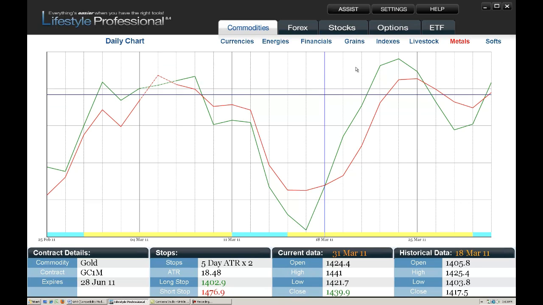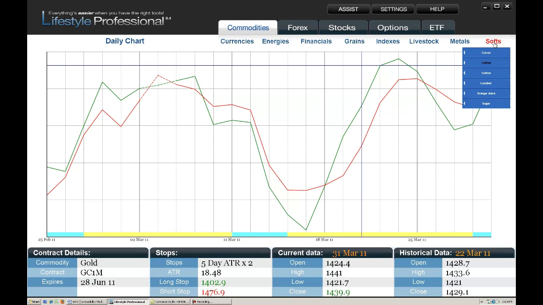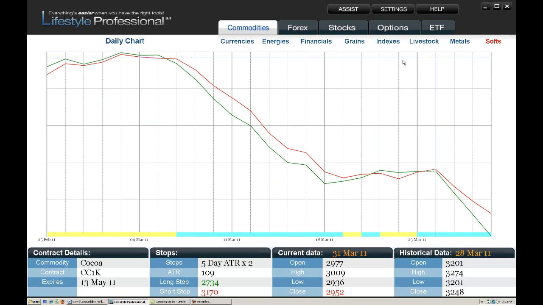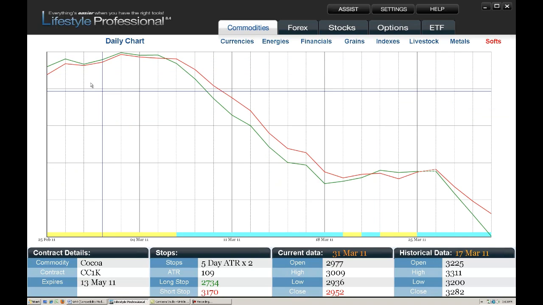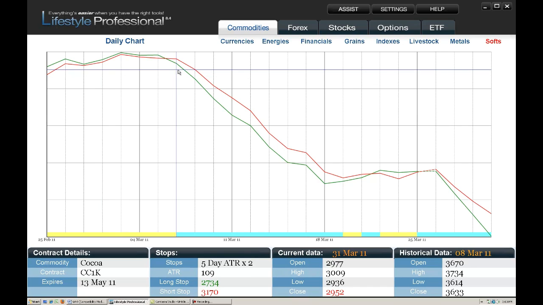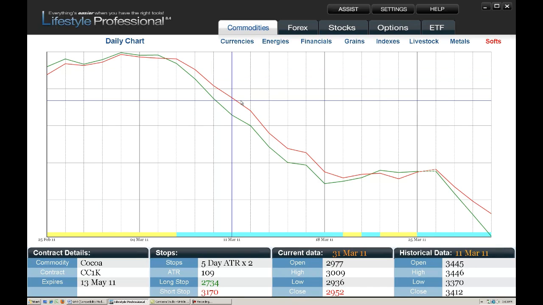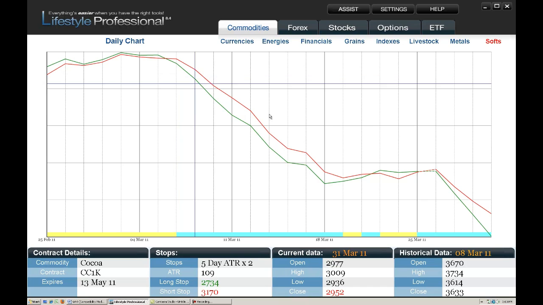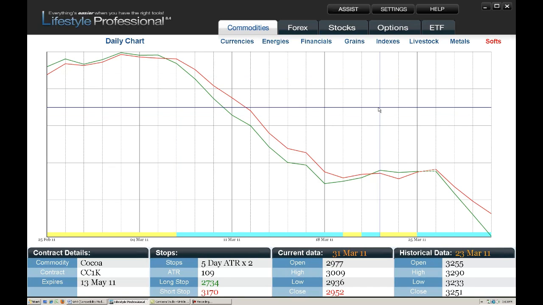And let's have another look quickly at something like cocoa. So again, highest open interest. Wow, this is a good one. And so you can see here, riding this trend down, this is where the best signals are delivered. So this is most likely a profitable trade. I'm looking again at the bottom right hand corner, historical data 3633, and then we would have exited on this cross here at 3251. So what does that mean in a dollar profit or loss to you?